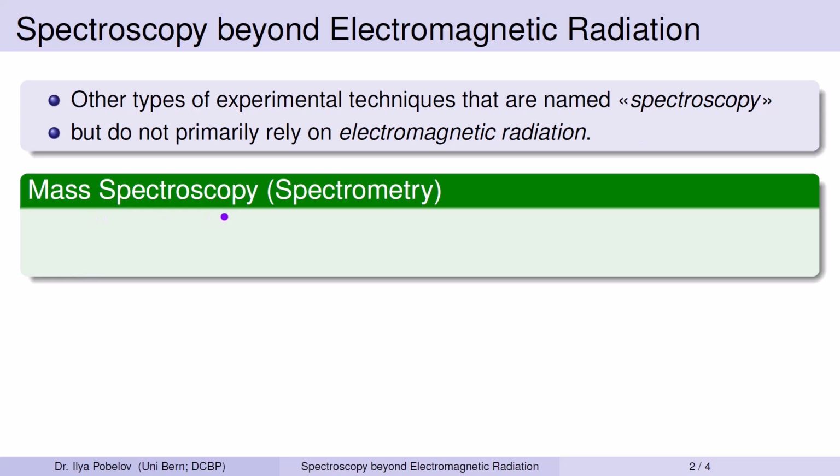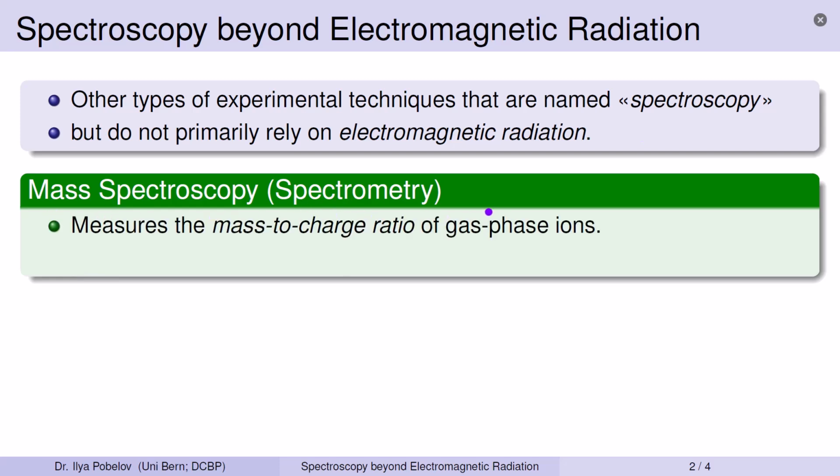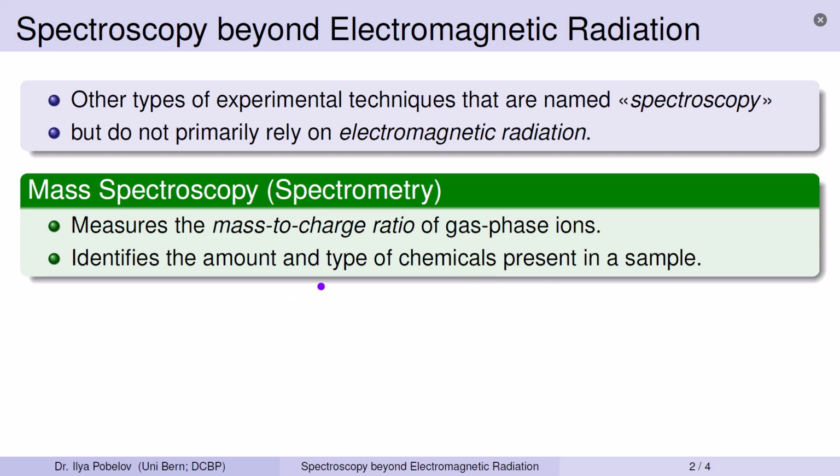Mass spectroscopy or mass spectrometry measures the mass-to-charge ratio of gas phase ions to identify the amount and type of chemicals present in a sample. After ionizing a sample, these ions are separated based on their mass-to-charge ratio, providing us with a unique fingerprint of the sample. It is a widely used analytical technique in organic chemistry, biochemistry, and even forensic science.